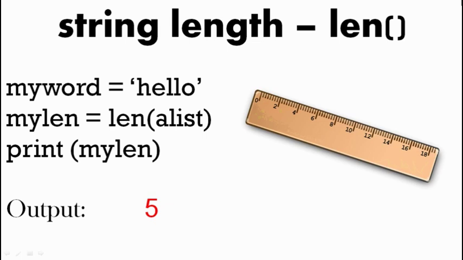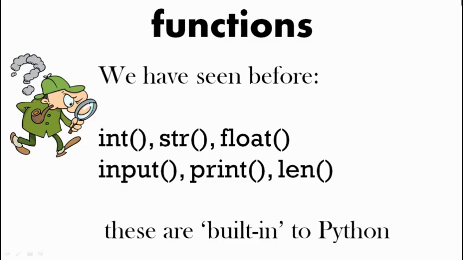We start off looking at string functions. Again, we've seen these before. Functions, we have int, string and float when we're changing a type. Input when we're getting something from the user. We've just seen length, and obviously we've used print quite a few times. Now we don't do anything with these, they're already inside Python, they're built in. So we just call them with the name and the brackets, sometimes called parentheses, the round brackets. So these are functions.